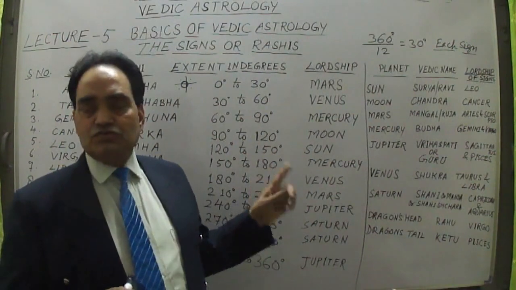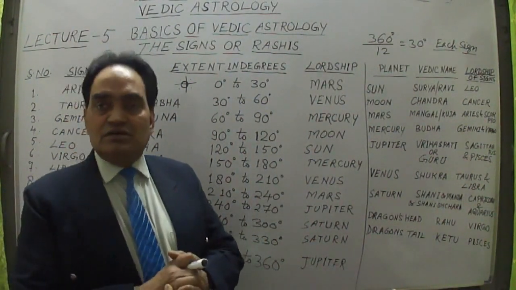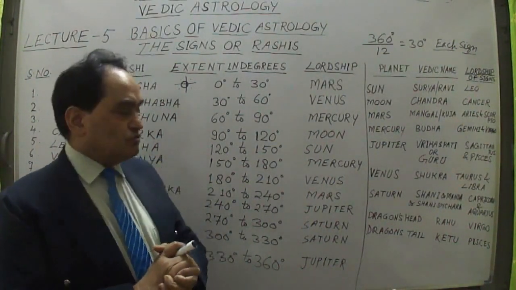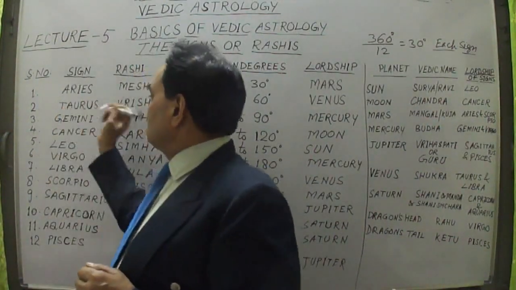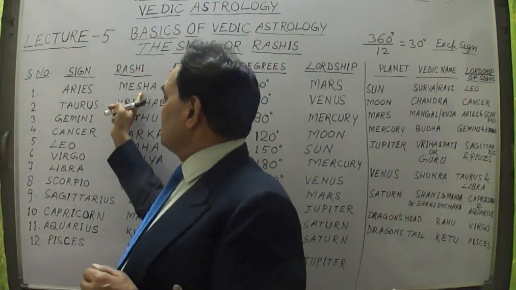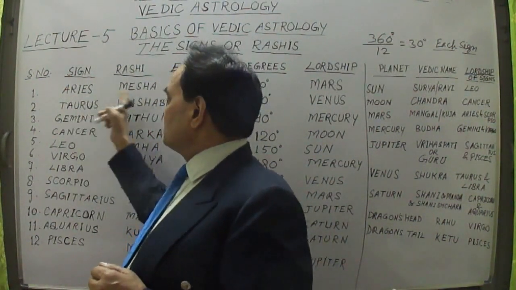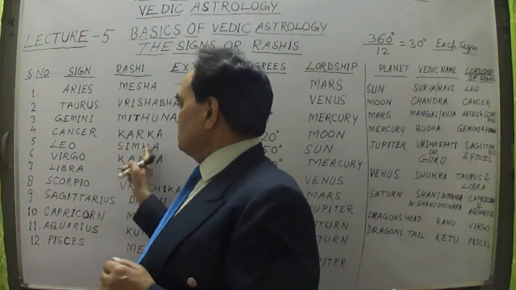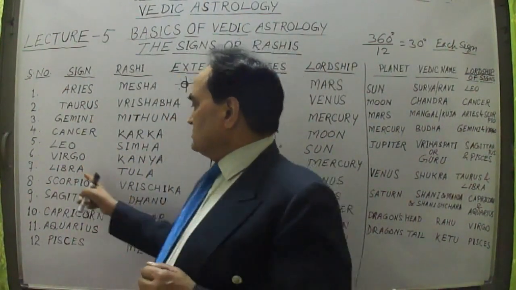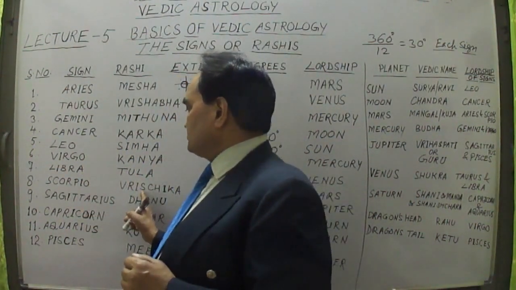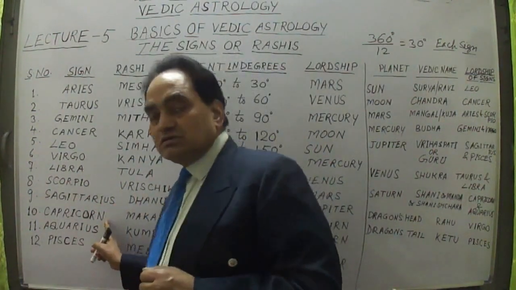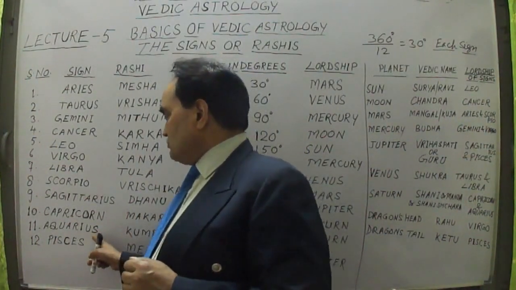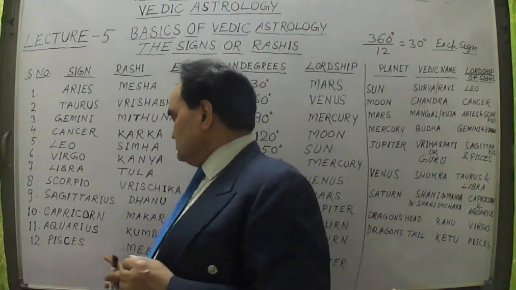So Vedic astrology is based on signs or Rashis. Rashis are the Sanskrit or Vedic names, and signs are the English names. So the English names and their respective Sanskrit or Vedic astrology names: Aries, Mesh, Taurus is known as Vrishab, Gemini is Mithun, Cancer is Kark, Leo is Singh or Simh Rashi, Virgo is Kanya, Libra is Tula, Scorpio is Vrishchik, Sagittarius is Dhanu, then Capricorn is Makar Rashi or Makar sign, then Aquarius is Kumbh Rashi, and Pisces is Meen Rashi.